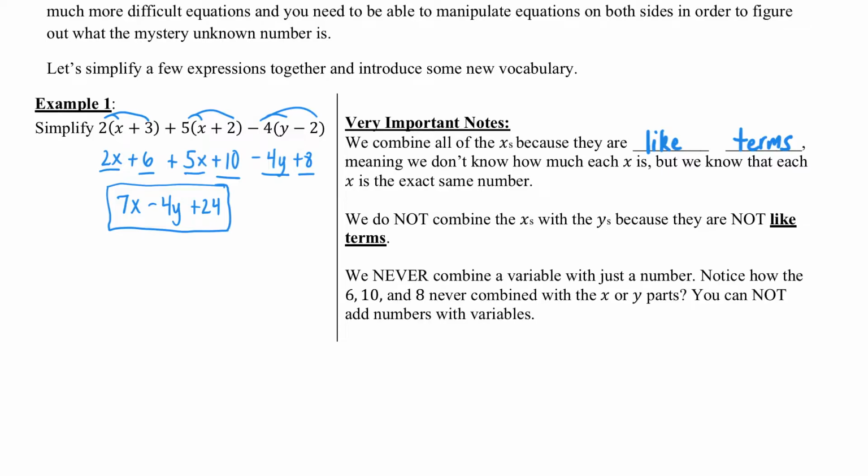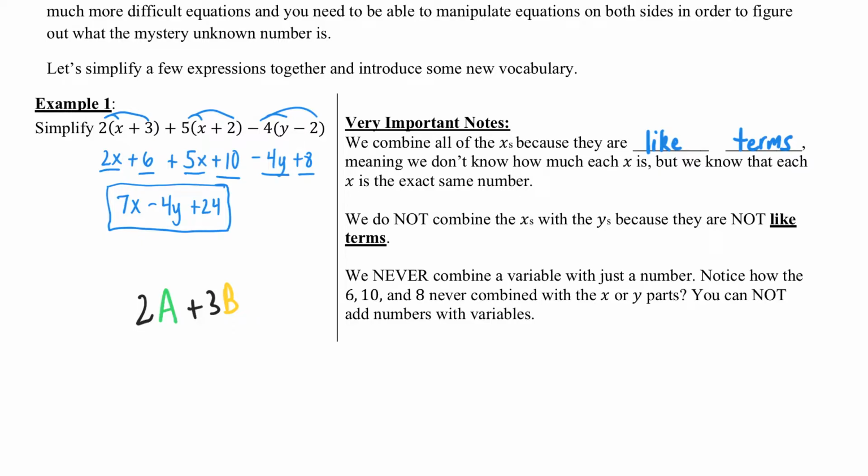Okay? Why are we not combining the x's and y's? Some people do this and they say, oh, 7x minus 4y is 3x or 3xy or something like that. Well, let me ask you this. If you had two, go back to our example, like if you have two apples and three bananas, would you say you have five apples or five bananas or five apple bananas? No, you have five things, but they're not all the same thing. So you wouldn't say that you have five apples or five bananas.